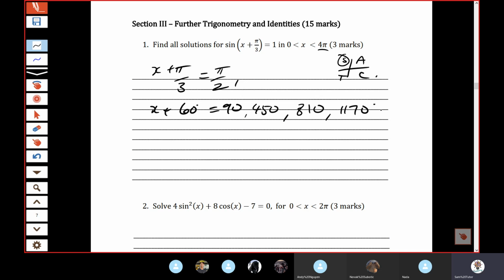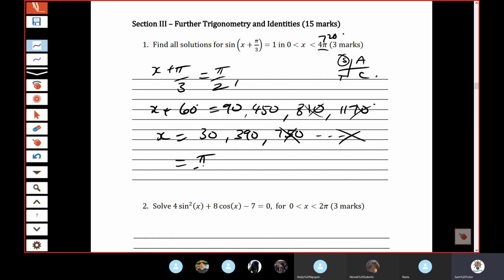Why did I not subtract? I didn't subtract because I know once I subtract, I'm going to subtract again. It's definitely going to go outside of my zero region. So I didn't decide to subtract. In this case, the answer is obviously going to be 30. 450 take away 60 should be 390. 810 take away 60 is 750. But what's 4 times 180? 720. So I know 750 and everything after that is going to be too large, so you don't need them.